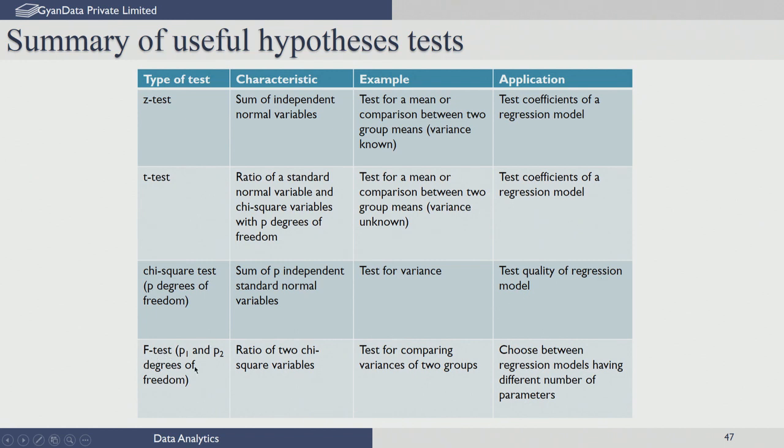The F test is used for comparing variances of two groups. In the case of linear regression, this is used to choose between two regression models having different numbers of parameters. Sometimes you might build a model by dropping a variable and you want to know whether the model you have built by reducing the number of variables is better than the one that retains all of them. In such a case, this F test comes in very handy.